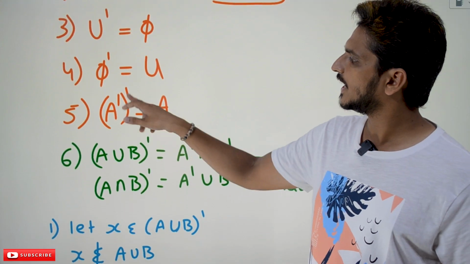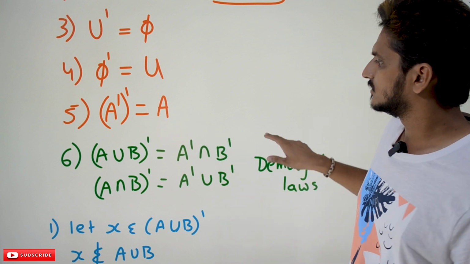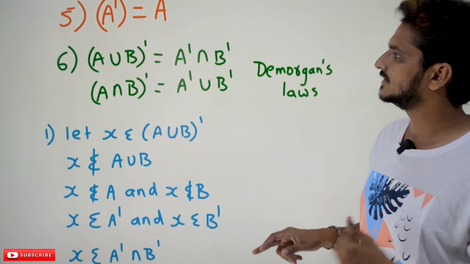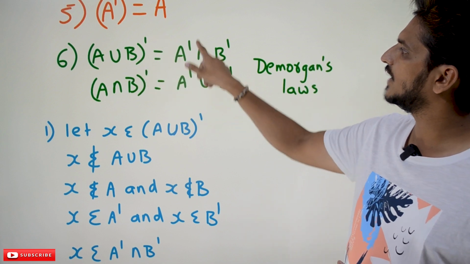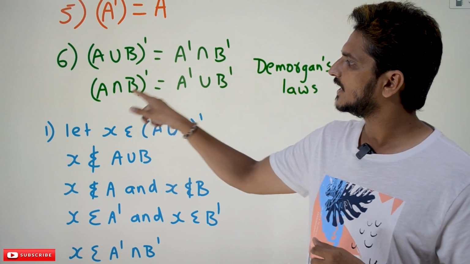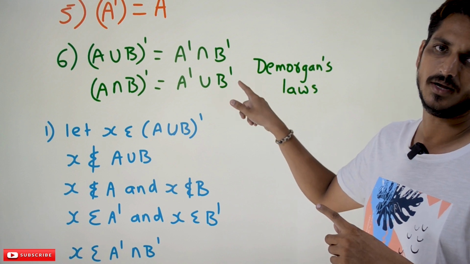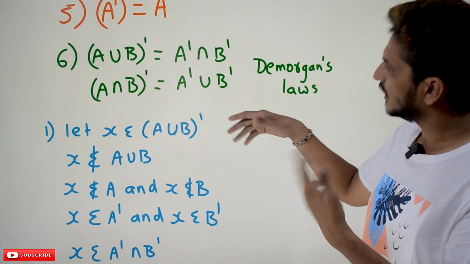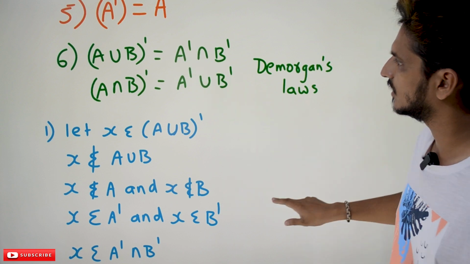Similarly, the 5th one, A complement whole complement is equal to A. So now we are going to understand the 6th one, De Morgan's law. A union B whole complement is equal to A complement intersection B complement. One more is there. A intersection B whole complement is equal to A complement union B complement. So we are going to derive how we get De Morgan's law.